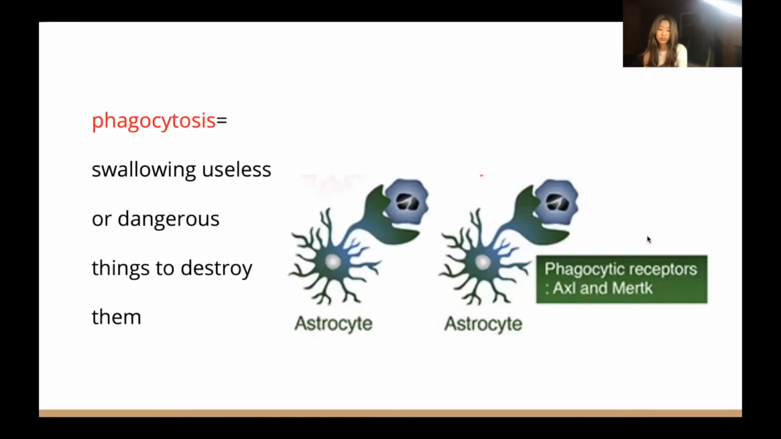Astrocytes act as the executor that gets rid of the synapses by swallowing them, and this process is known as phagocytosis. You can see that in this diagram right here. You can see the astrocyte is swallowing the bacteria up here.